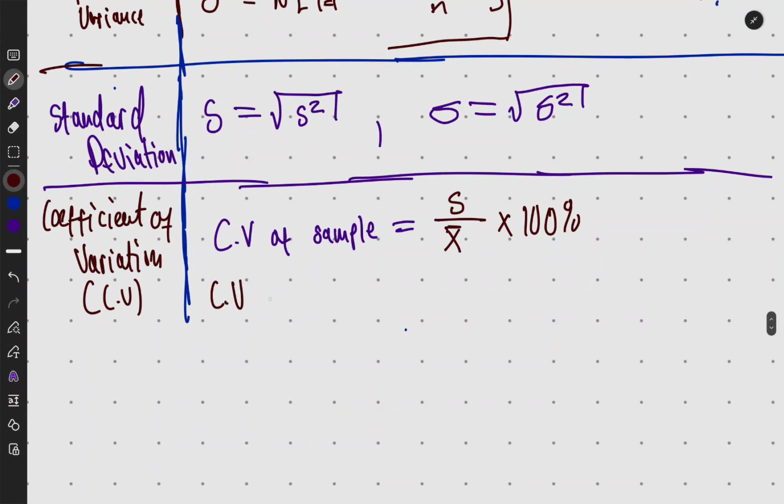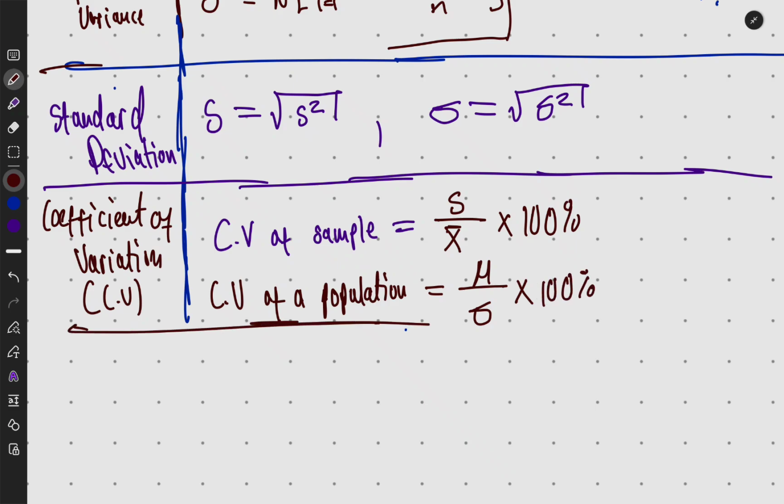Then we can say the coefficient of variation of a population. This is going to be equal to what? The mean, which is not sigma but mu, over the standard deviation, sigma, times 100%. Then this is going to give us the coefficient of variation.